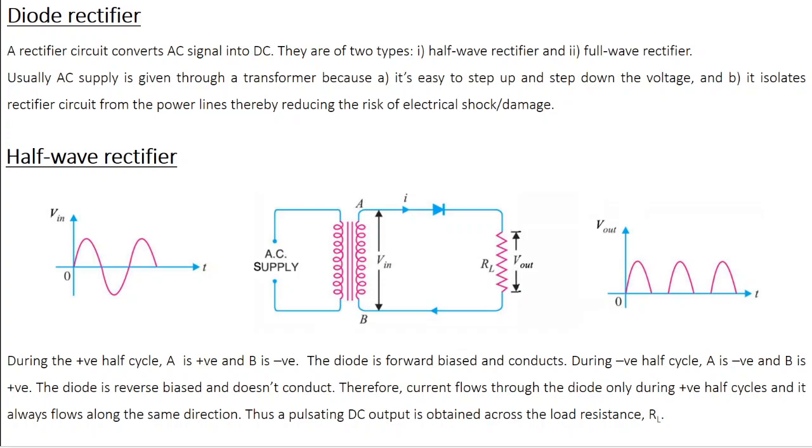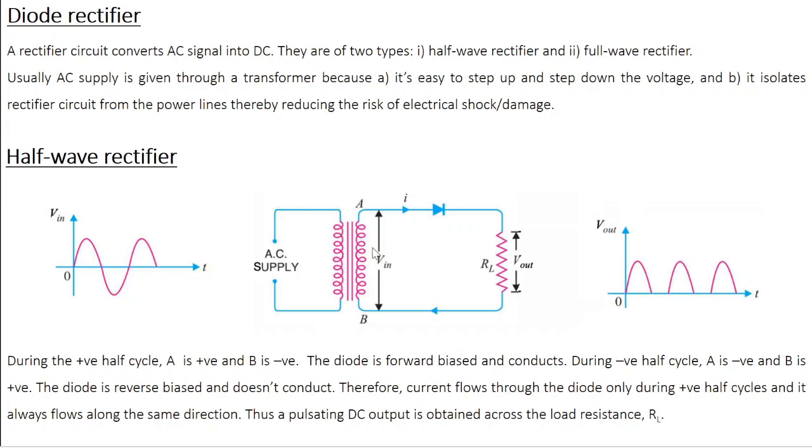There are two types of rectifiers, a half-wave rectifier and a full-wave rectifier. First, let's talk about half-wave rectifier. So usually for a rectifier, the AC supply is given through a transformer because it's easy to step up and step down voltage using a transformer. I hope you know the working principle of a transformer. So it has a primary coil and a secondary coil, and depending on the turn ratio, you can either step up or amplify the signal or step down the signal strength.